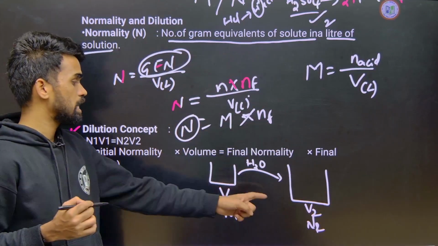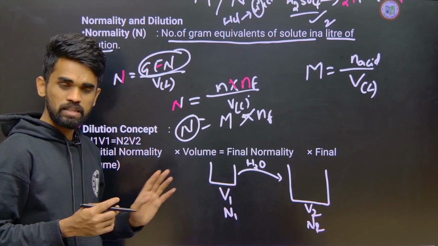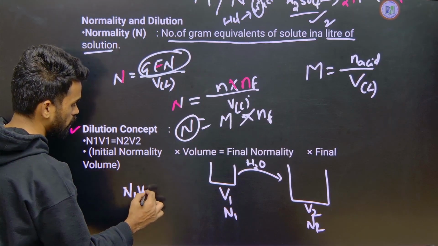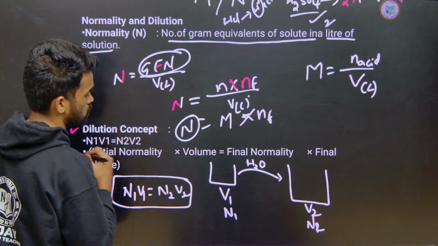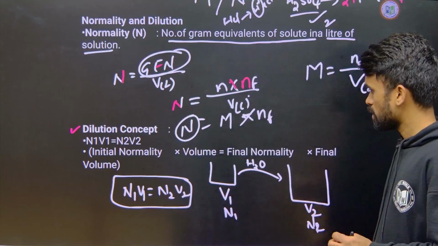Now what is the relation between the final volume and final concentration with the initial concentration and initial volume? Just use this formula: N1 V1 equals N2 V2. This is called the law of equivalence concept. We will be discussing this again in the upcoming topics.